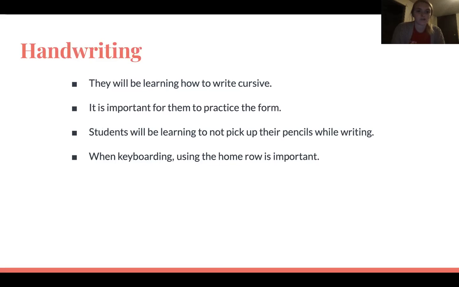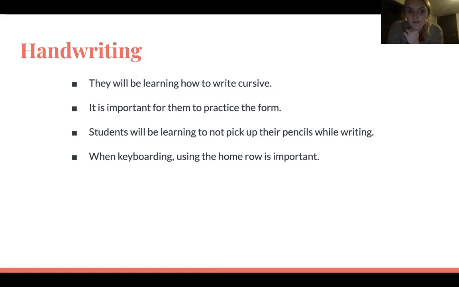Next in our classroom is writing, handwriting. In third grade, students are learning cursive. So they will be learning how to write in cursive. They're going to learn how to form their letters and how form is important. Students will be learning not to pick up their pencils while writing. So when we have an I, we wait till the end of the word or the end of the sentence to dot our I or cross our T. We really just wait for that so that they're not picking up their pencil and they don't lose their form.